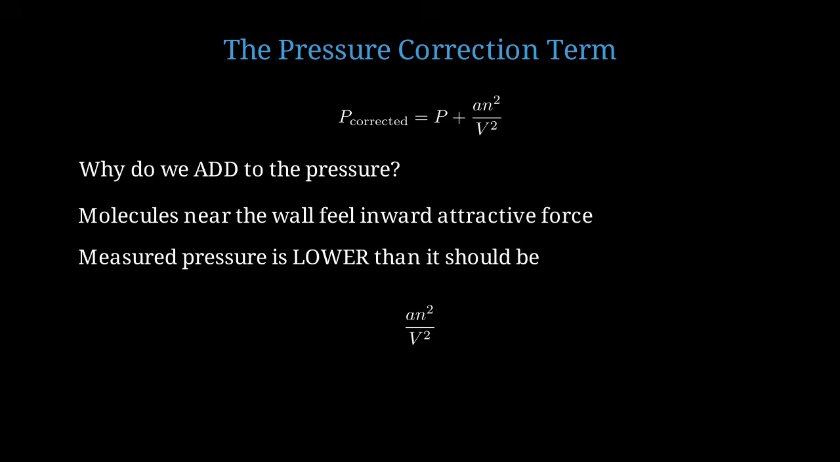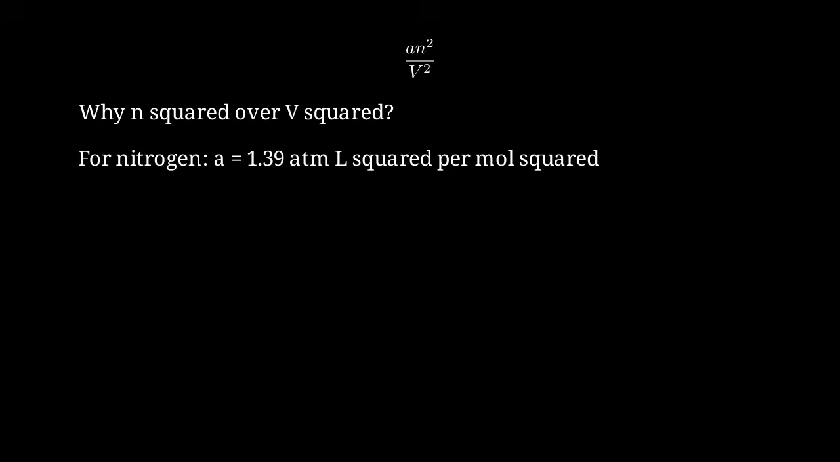The correction term is A times N squared divided by V squared. The parameter A depends on the strength of intermolecular attractions. Stronger attractions mean larger A. Why N squared over V squared? The number of attractive interactions is proportional to the number of molecule pairs, which scales as N squared, and the strength increases as molecules get closer, which happens as volume decreases. For nitrogen gas, the parameter A equals 1.39 atmospheres liters squared per mole squared. This value was determined from experimental data.